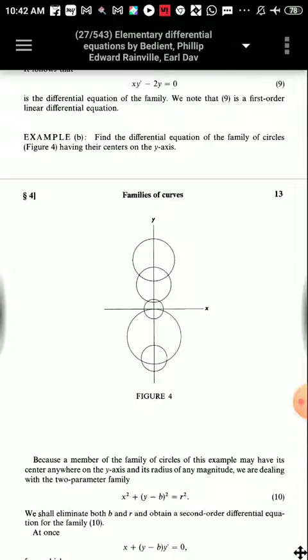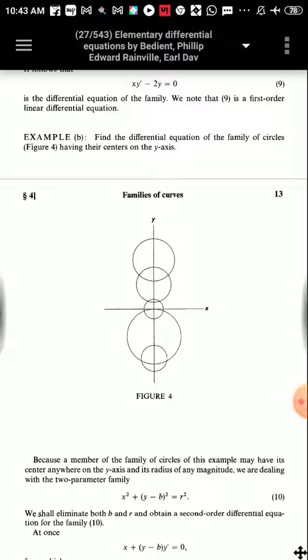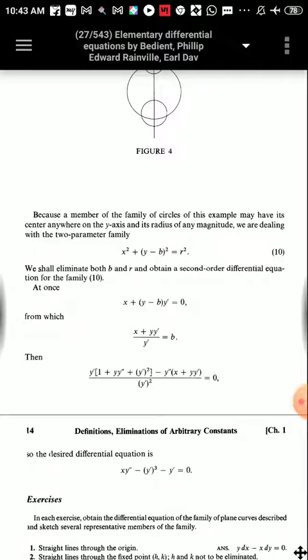Find the differential equation of the family of circles having their center on the y-axis. Okay, so here we have to find the differential equation of the family of curves. So first of all we have to find the relation in x and y, and then we find the differential equation. The relation, the figure is given here, and the corresponding relation is x square plus (y minus b) square is equal to r square, and we shall eliminate both b and r and obtain the second order differential equation for the family of curves represented by equation 10.